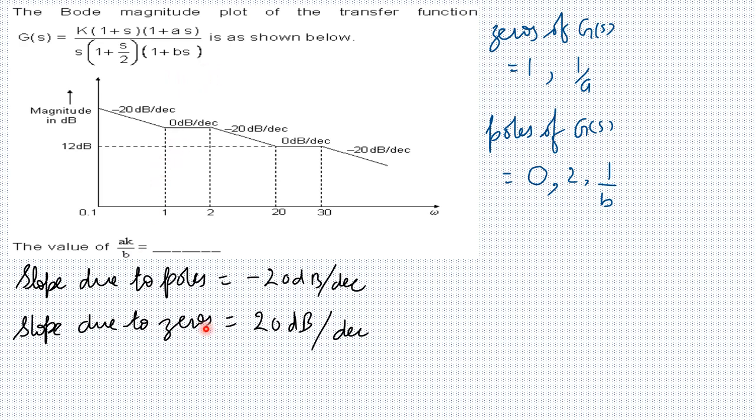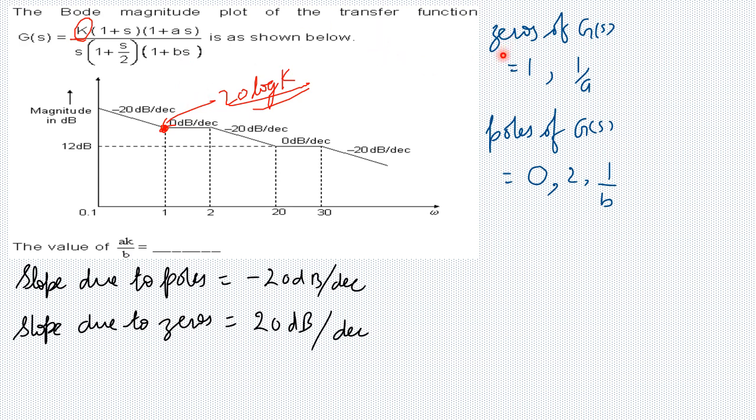So for the value K, if we take 20 log of K, then that value will be the gain at 1 radian per second. So if we are able to find this value from the plot, we can calculate the value of K. And you can notice one more thing here, that there are unknowns, A and B. We need to find the values of A and B, then we can get the required result.